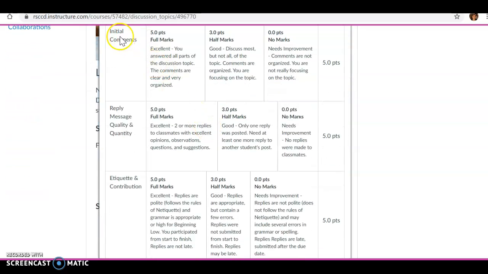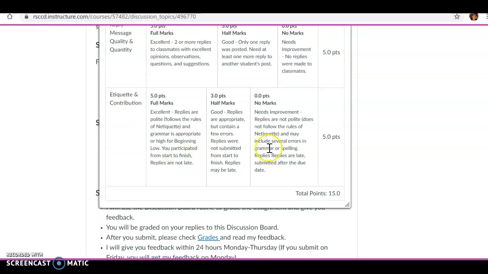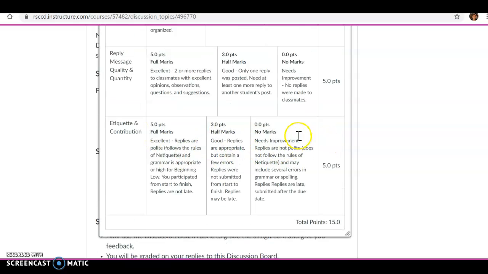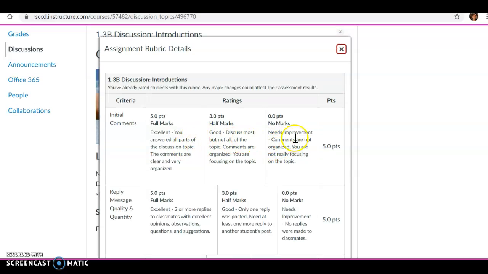Different criteria, I have initial comments, reply message, quality and quantity, etiquette and contribution, and these are worth 5 points each. Here are the descriptions here in the ratings. Okay? So this is how you find your rubric in your discussion page and in your assignment pages. I hope this helps you.